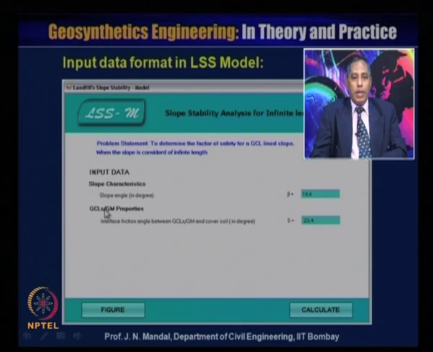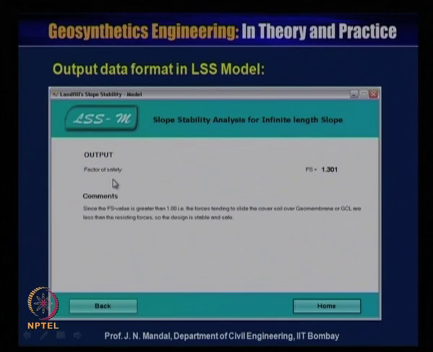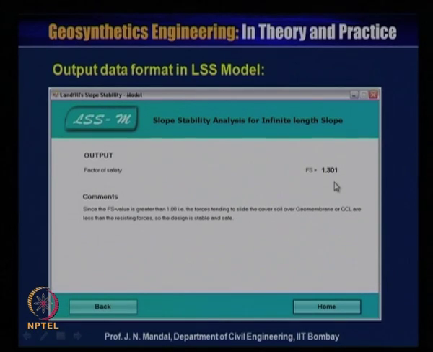Then what will be the geosynthetic clay liner or geomembrane property? That means the interface frictional angle between the geosynthetic clay liner or geomembrane and the cover soil, and that is delta, equal to 23.4 degrees. Now, you have to input this data into this model and then calculate, and then you can see the output. You can see that the factor of safety is Fs equal to 1.301.